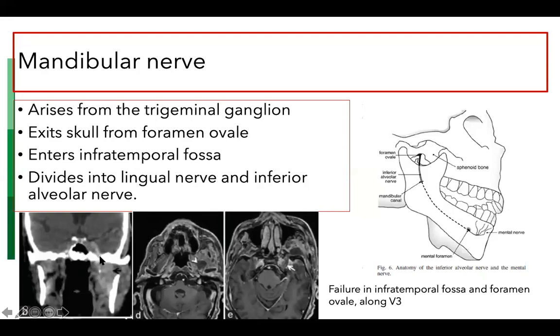So if we see this patient whose failure we have tracked, the cavernous sinus, exiting through the foramen ovale, and then coming medially along the mandible.